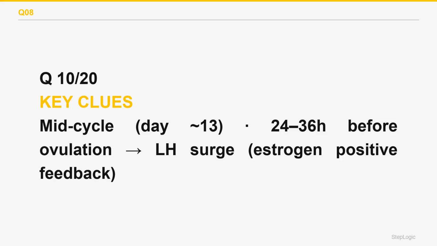Ovulation is triggered by the luteinizing hormone surge. During the follicular phase, the growing dominant follicle secretes increasing estrogen. For most of the cycle, estrogen exerts negative feedback on the pituitary, but once estrogen rises above a critical threshold and stays high for a sustained period, the feedback switches to positive. High estrogen now stimulates a massive release of LH from the pituitary. This LH surge, occurring around day 13 to 14, triggers ovulation roughly 24 to 36 hours later. The follicle ruptures and releases the oocyte.